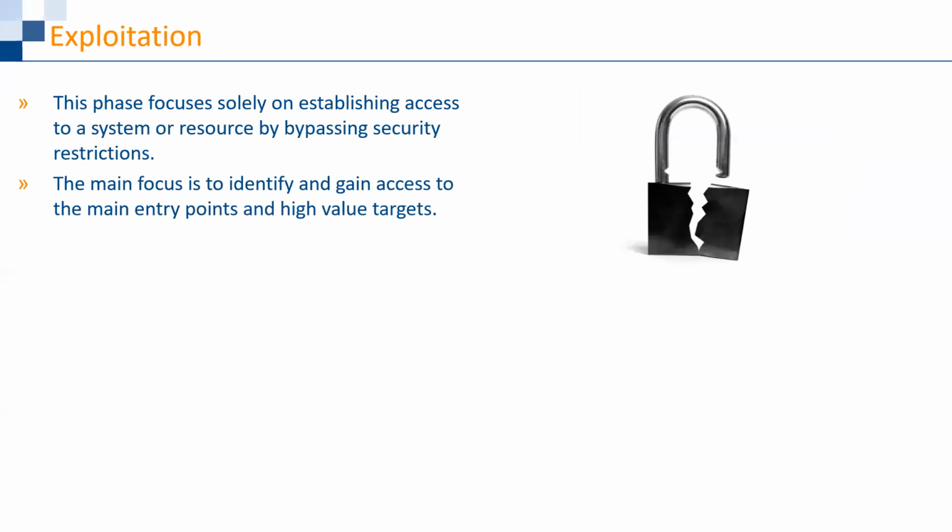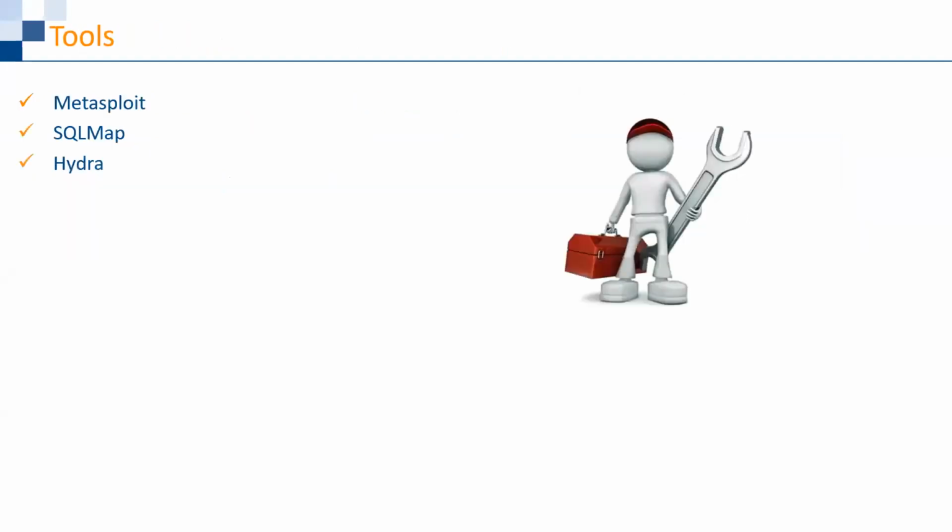Exploitation. In the figure itself we can see exploitation: a proper lock can be destroyed or broken to gain access. These are the exploitation tools. We use exploitation tools such as Metasploit, SQLMap, and Hydra. Metasploit is generally used for getting shell access, and SQLMap is generally used for getting database access. Hydra is one of the best tools for cracking passwords and such things.